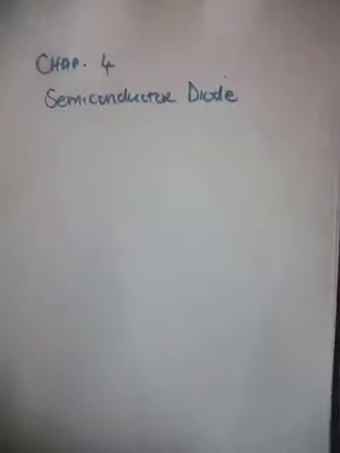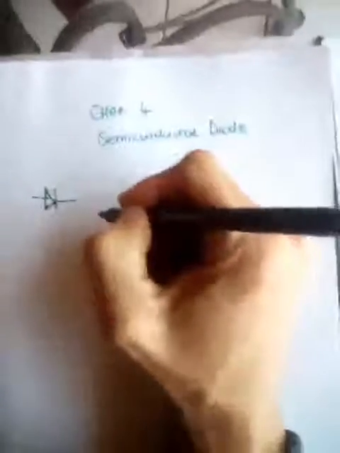Okay, start with chapter 4, which is the semiconductor diode. Semiconductor diode. What do you know? By now you must know the symbol of the diode. Looks like that. Everybody must be able to draw this symbol of the diode, anode and the cathode.